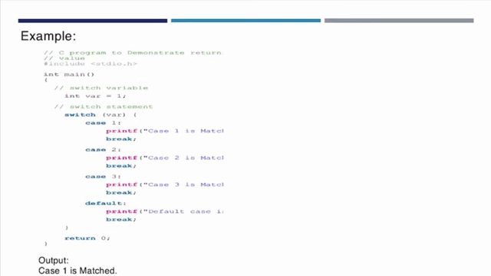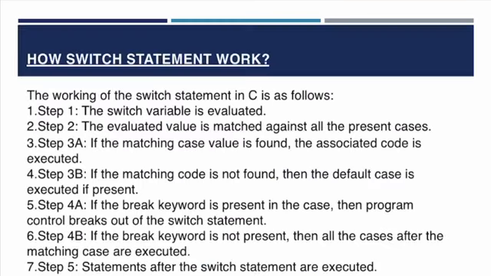Now let's talk about how the switch statement works. The working of the switch statement in C is as follows. Step 1: the switch variable is evaluated. Step 2: the evaluated value is matched against all the present cases. Step 3: if the matching case value is found, the associated code is executed. And if the matching case is not found, then the default case is executed if present.